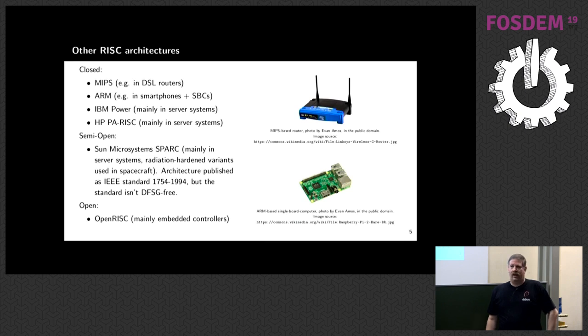Most of them are closed architectures designed by companies. MIPS is just now slowly changing. There is opening up a bit. Sun Microsystems has actually specified Spark in an IEEE standard, but that standard itself is not freely available. So one has to buy the standard, which again is not nice for open source communities. There has been OpenRISC, an actual open CPU instruction set architecture.